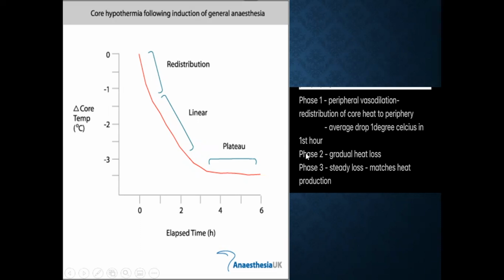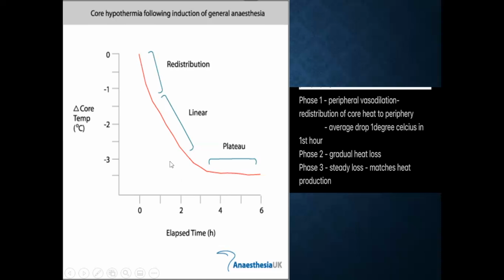Then phase 2 is gradual heat loss, because after peripheral vasodilatation occurs, your core temperature is lost to the periphery, and then it tries to equilibrate. So the loss is more linear over time. Okay, so it goes like this. Next is the steady state, phase 3. After some time, your body controller, the hypothalamus, tries to compensate. Your body heat loss matches your heat production. It comes to a plateau, which only occurs after 4 hours into the surgery.